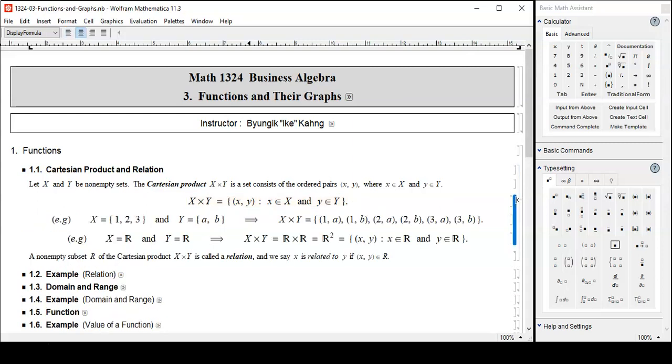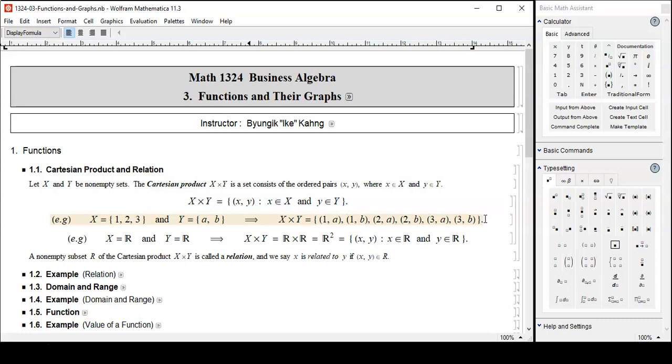Here are some examples. If my first set is {1, 2, 3} and my second set is {A, B}, then the Cartesian product X times Y is 1A, 1B, 2A, 2B, and 3A, 3B. That covers all possible ordered pairs. Is there any more? Not really. There are 3 elements here, 2 elements there. 3 times 2 is 6, and I covered all 6.